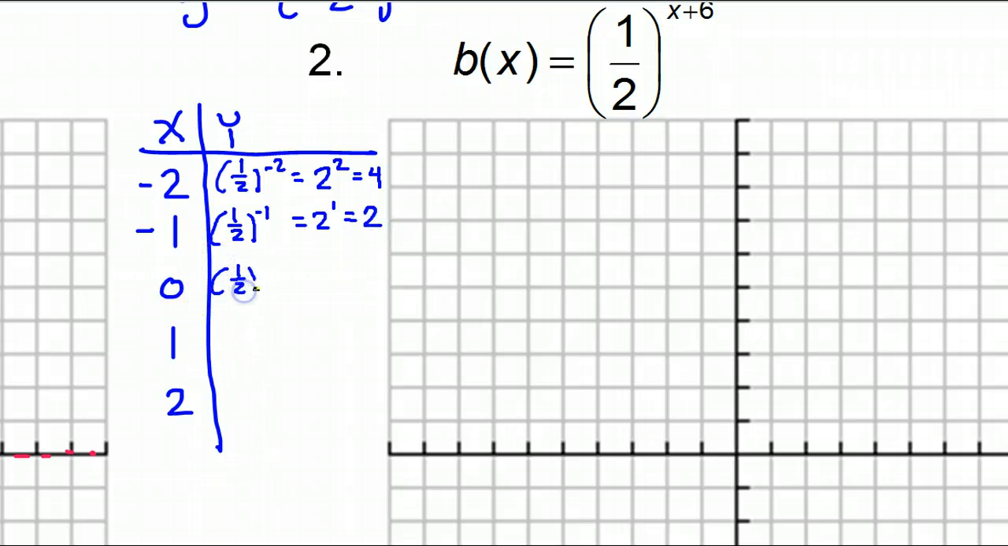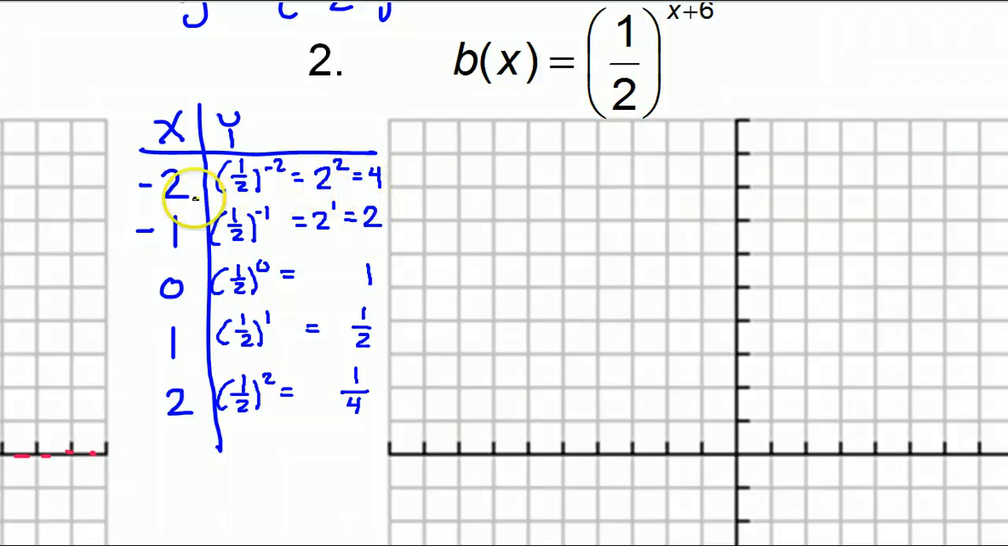1/2 to the 0 power, anything to the 0 power is 1. If I do 1/2 to the 1 power, well, that's just 1/2. And if I do 1/2 squared, well, 1 squared is 1 and 2 squared is 4. So this will just be 1/4. So let's graph what we have so far.